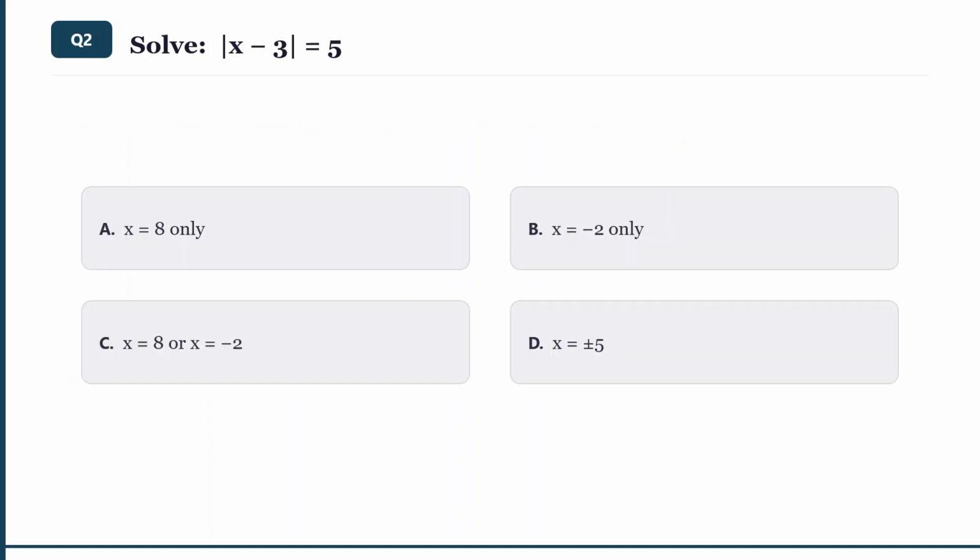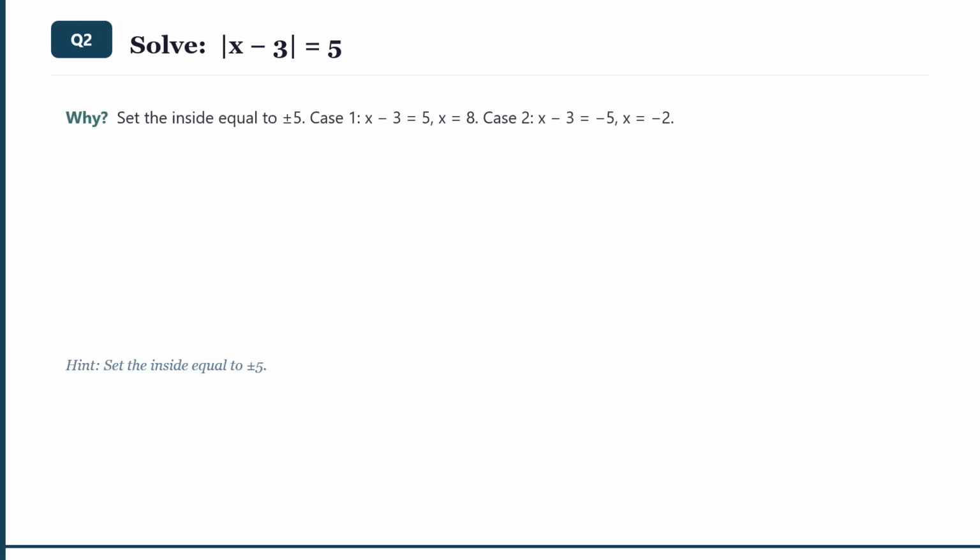Question 2. Solve. The absolute value of x minus 3 equals 5. Pause. The answer is x equals 8 or x equals negative 2. Set the inside equal to plus or minus 5 and solve each case. Case 1. x minus 3 equals 5, so x equals 8. Case 2. x minus 3 equals negative 5, so x equals negative 2.